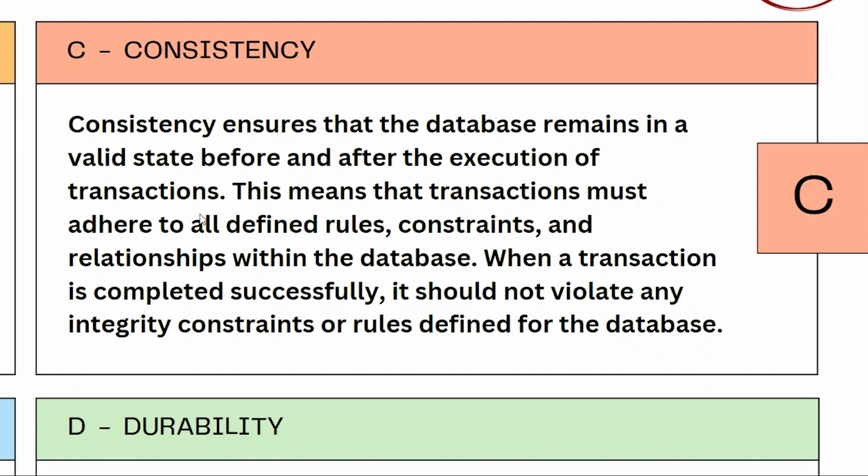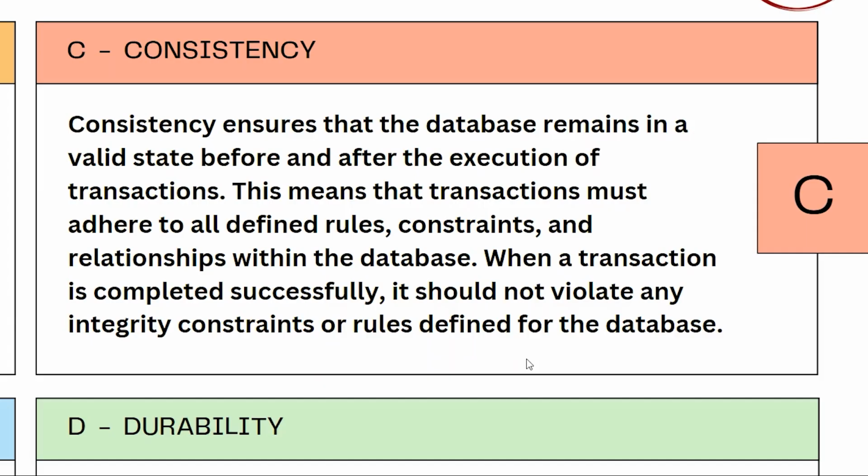It should maintain the same state, right? It should follow all the defined rules. It should follow the constraints. It should maintain all the relationships within the database. So when a transaction is completed successfully, it should not violate any integrity constraints or any rules defined for the database. So for your understanding, I'll give you a small example. Consistency means all rules must be followed, all constraints must be met, right? So for example, in a database, every customer must have a unique ID. It is a must-follow thing. And every database will maintain that, right?